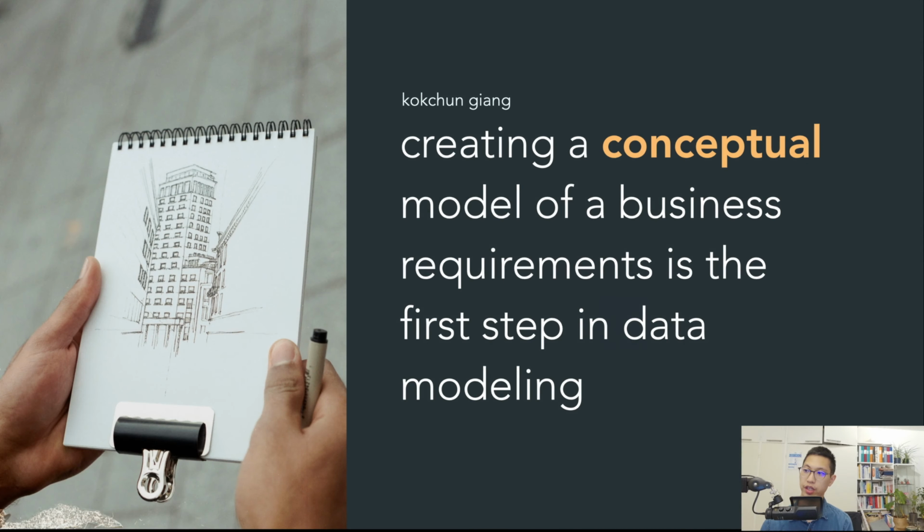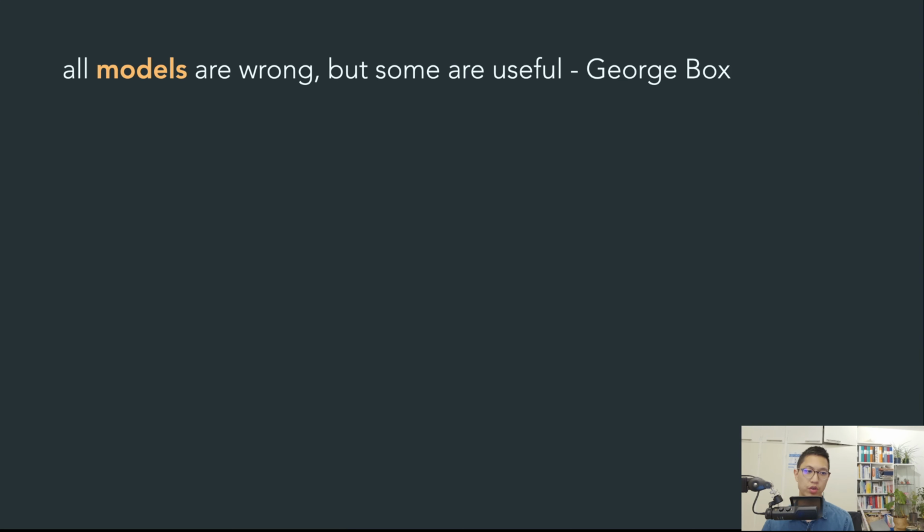So creating a conceptual model of business requirements is the first step in data modeling. So we need to clearly understand the business. So starting with modeling in general, all models are wrong, but some are useful. George Box, he was a statistician.